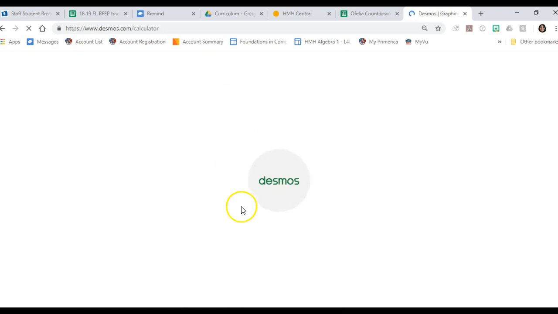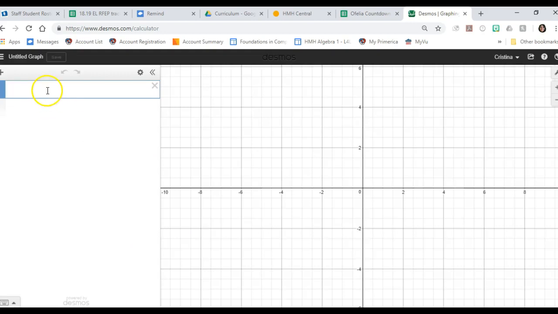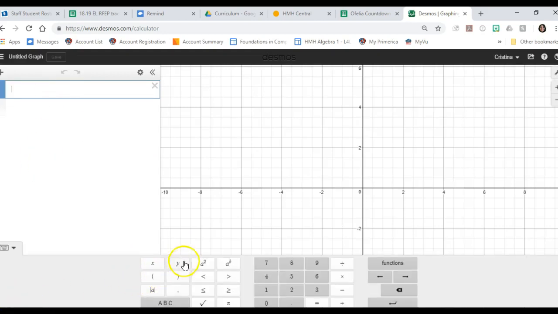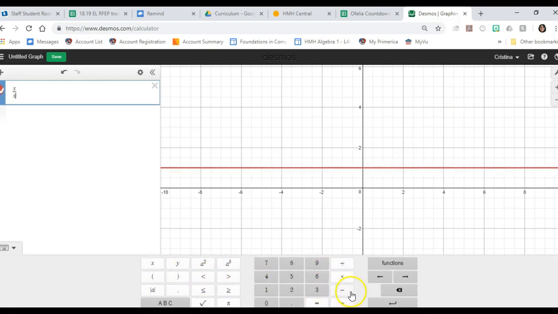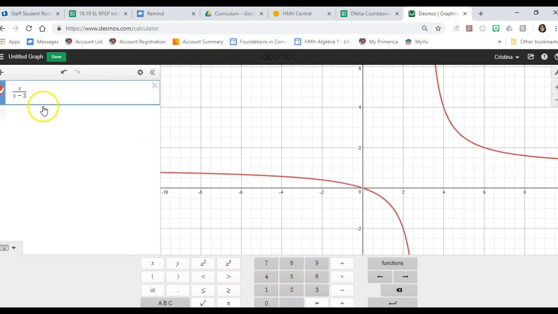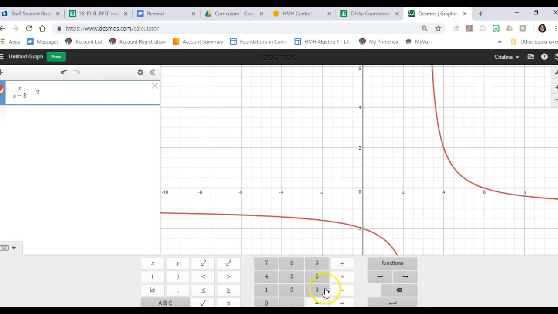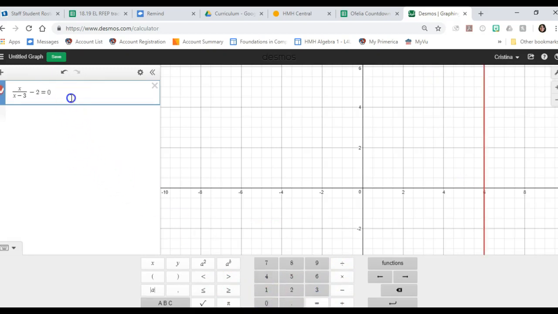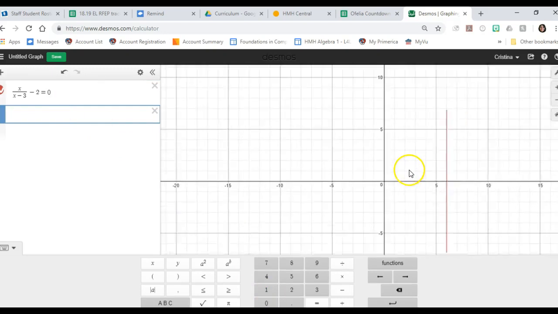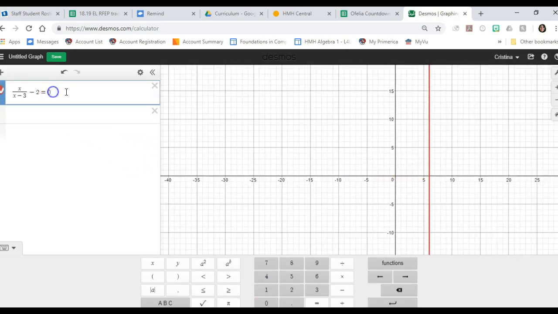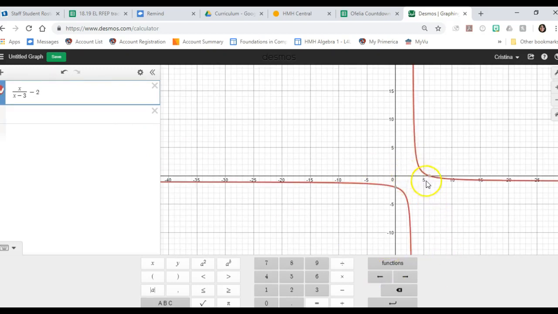And you'll see that it's going to load. I'm going to type in, using my keypad, x divided by x minus 3. I'm going to click outside the fraction so I can write my minus 2 equals, and there should be an equal sign here, 0. Alright, let's see what pops up for us. And you'll notice that I really only have to put in this part, and that gives me my graph.